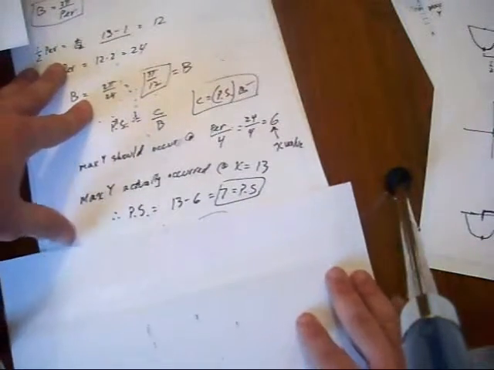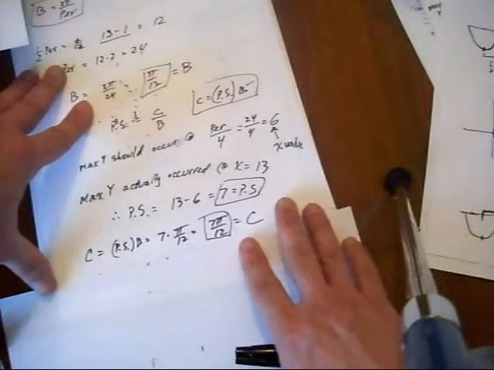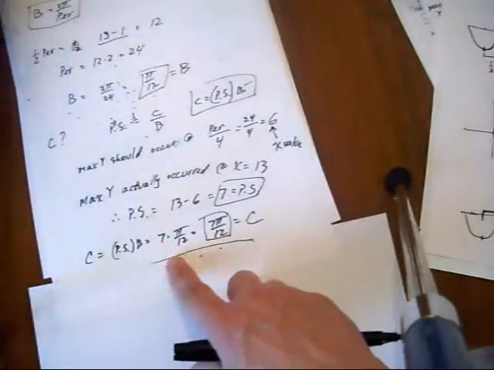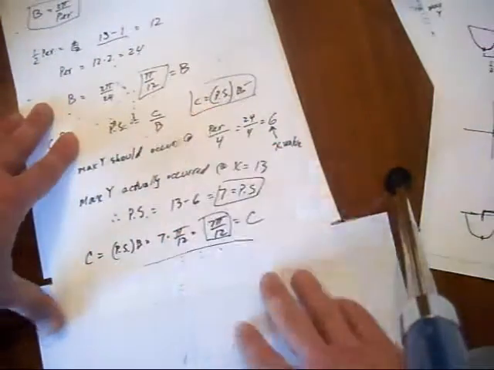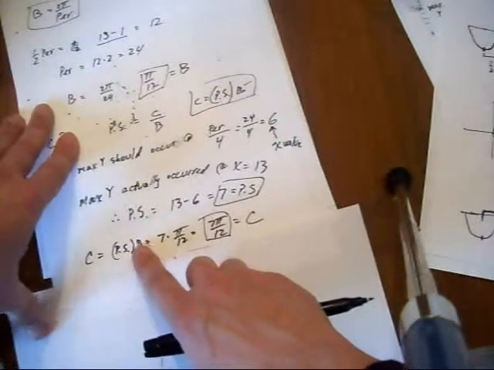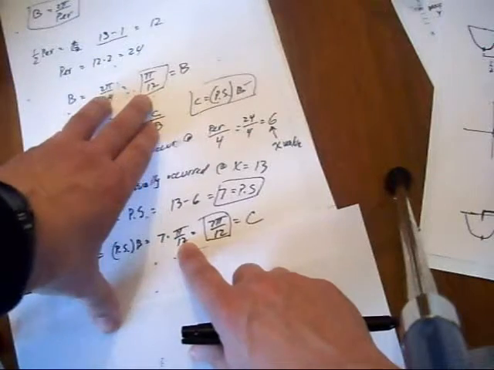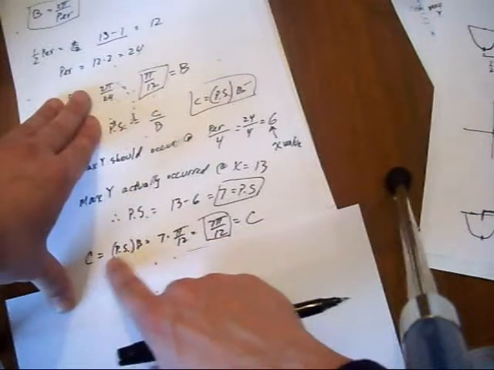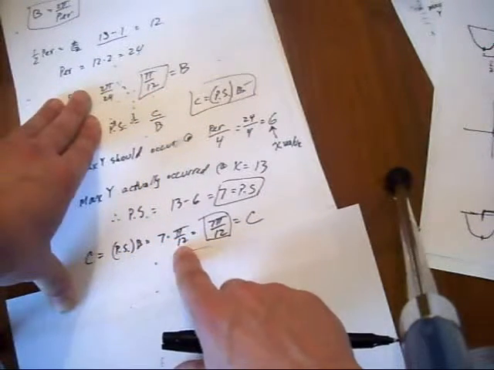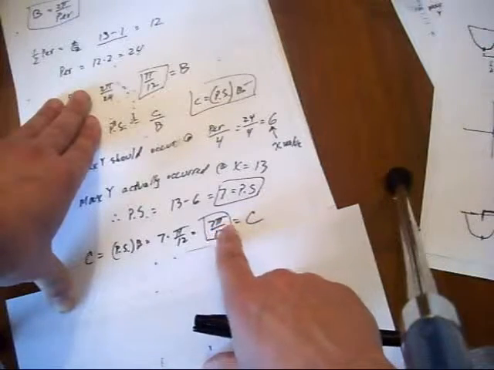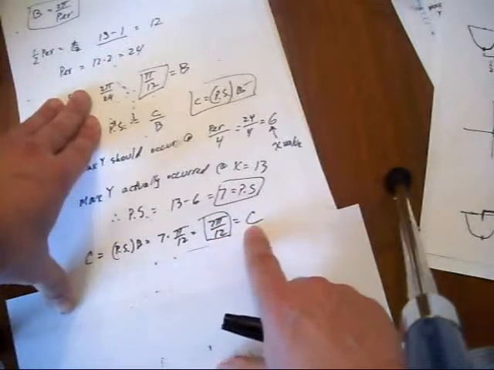Once we have the phase shift, from there we can get the C value. Because C value is defined to be, from before, phase shift times B. B we already know. That's pi over 12. So C will equal 7 times pi over 12. Well, 7 pi over 12 is my C value.